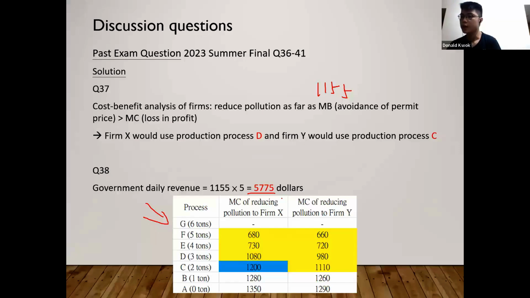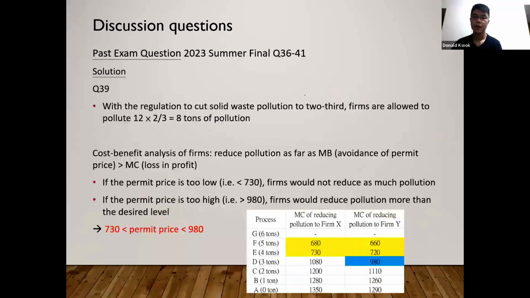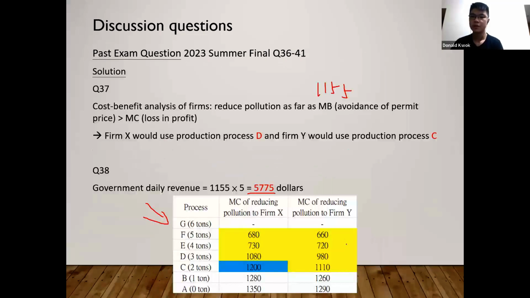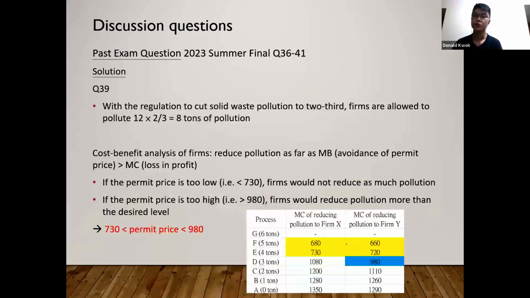And for question 39, if the government would like to cut the total solid waste pollution to 2/3, what will be the range of the permit price? Be aware, this time the question is saying that it is cut to 2/3, not cut by 2/3. It's different from the previous question. Be aware of this preposition. If the government would like to cut to 2/3, it means that firms are allowed to emit in total 8 tons of pollution.